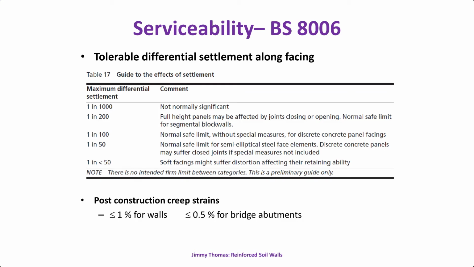Normally most codes specify the tolerable angular distortion. Like 1 in 100 means over a distance of 100 meters, there can be a differential settlement of 1 meter. That is allowable. Then again, post-construction creep strains: 1% for walls with a normal retaining function, then 0.5% for bridge abutments, because bridge abutments have to be more conservative.